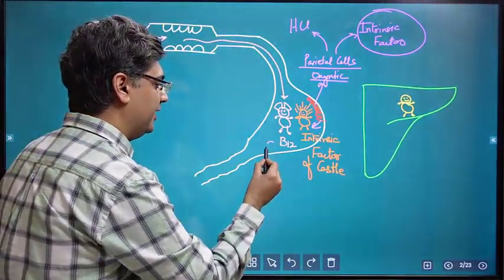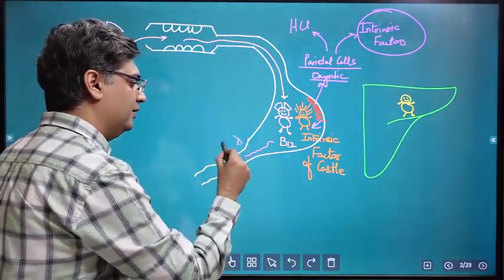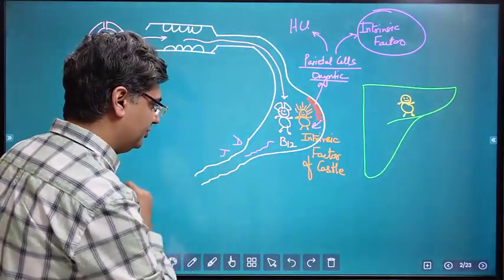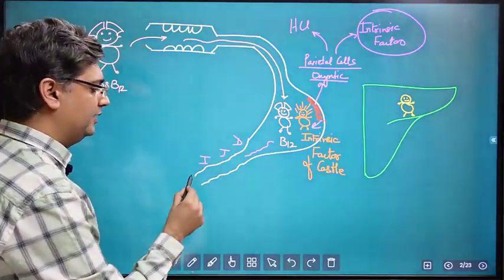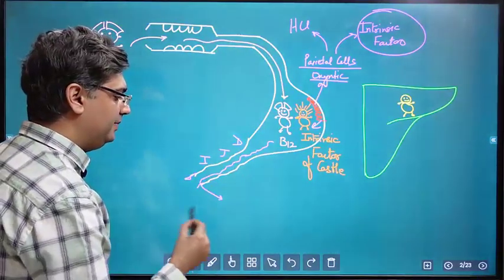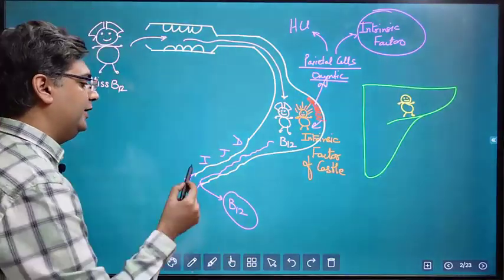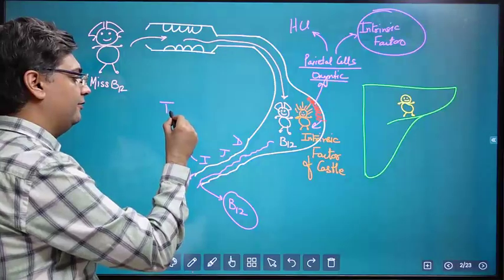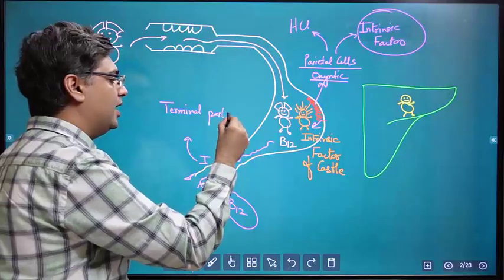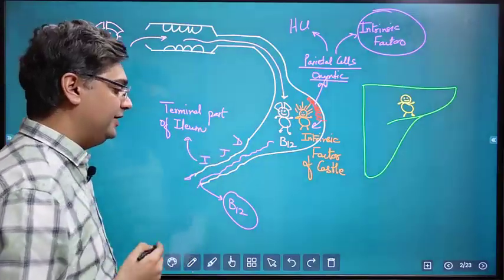Now the question arises, where is the destination? This fellow knows. So if you see, the small intestine begins with the duodenum, then you will reach the jejunum, and then you will reach the ileum. Now the ileum, when it is about to end, is the terminal part of the ileum, and this is where Madam B12 is going to be absorbed. I'll write it down so you will not forget. This is the terminal part of the ileum where Madam B12 is getting absorbed.